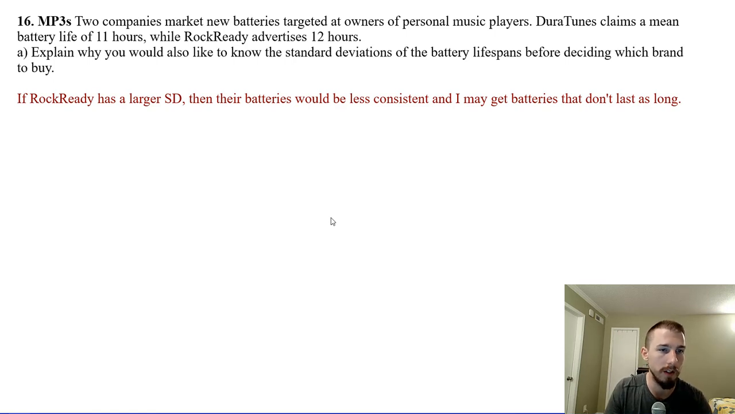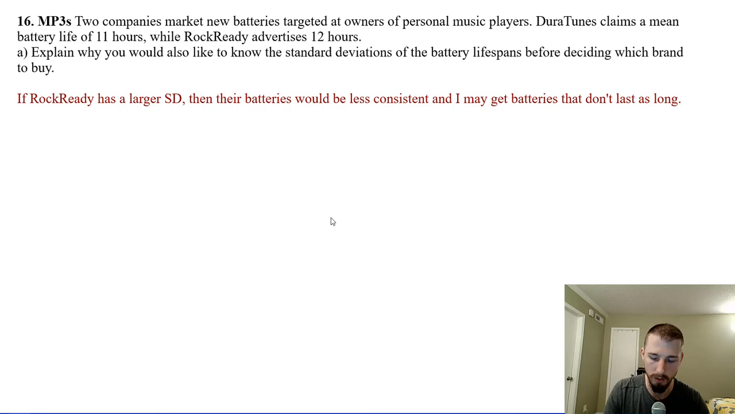Okay, so let me show you another one, 20 or 16 MP3 players. So you even know what MP3 players are? Yeah, so 2 companies market new batteries targeted towards owners of personal music players. Okay, wow. Duratunes claims a mean battery life of 11 hours, while Rock Ready advertises 12 hours. Explain why you would also like to know the standard deviation of the battery lifespans before deciding which brand to buy.